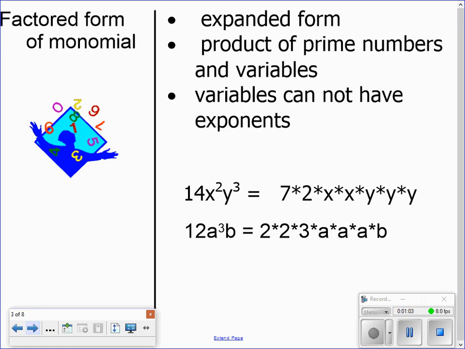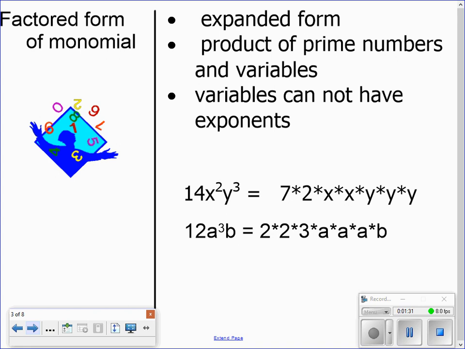When we look at factoring, we're going to look at factoring a couple different ways. We're going to first start by factoring a monomial. So the factored form of a monomial would be writing it in expanded form. And to write it in expanded form, you're going to do two things. You're going to break up your coefficient into the product of its prime numbers. And then you're going to write the variables with the exponents in expanded form.